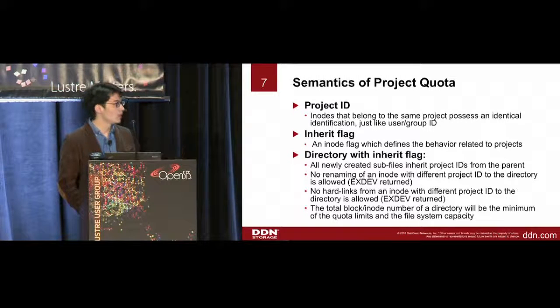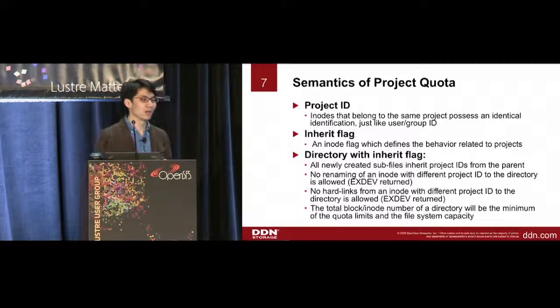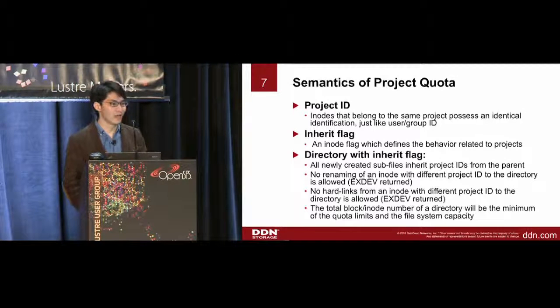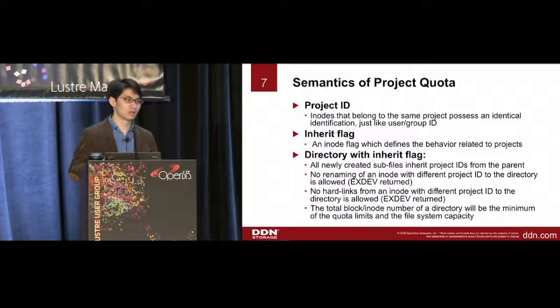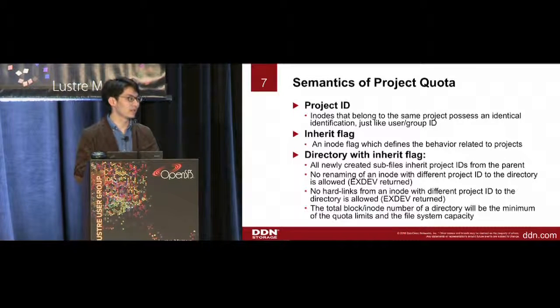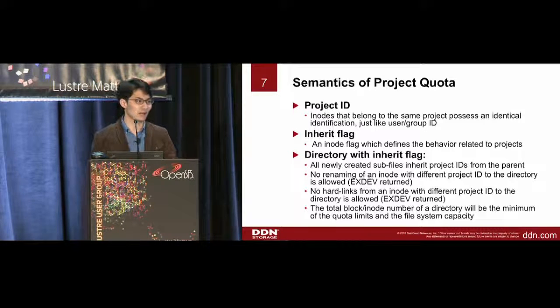For example, the first one, if you create subfiles under that directory, they will inherit the project ID from the parent directory. And the second, if you rename an inode with a different project ID into the directory, you will get a failure. The specific error number is EXDEV. And if you do similar things with hard links, you will fail too, because it is not allowed to have an inode with a different ID under that directory with the inherit flag. And if you do df under that directory, you might get different results. For example, you expect that the result will be the file system capacity, but actually the output might be the quota limits of that project.